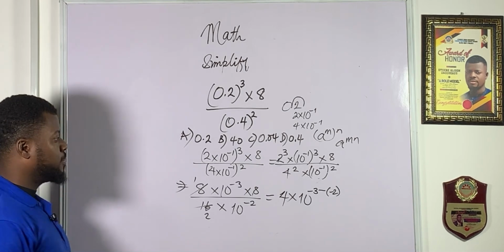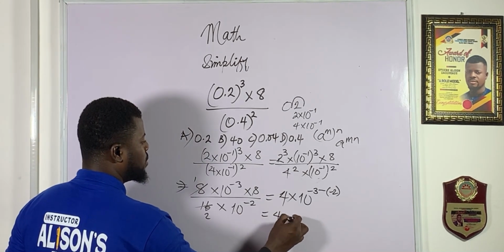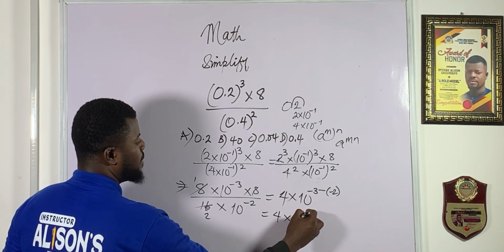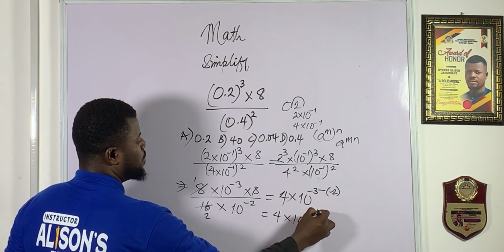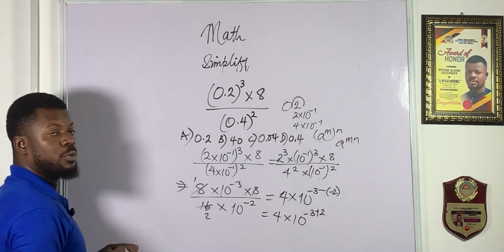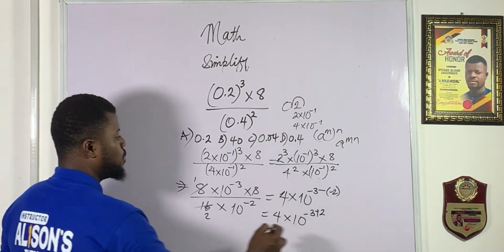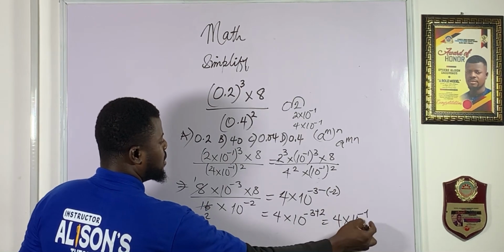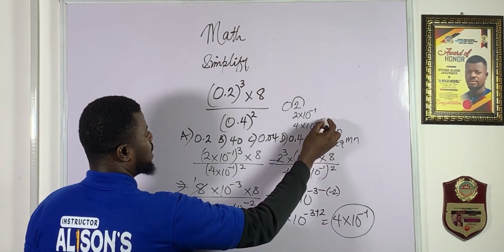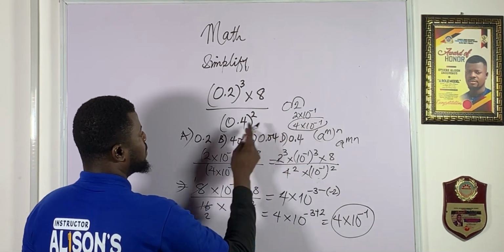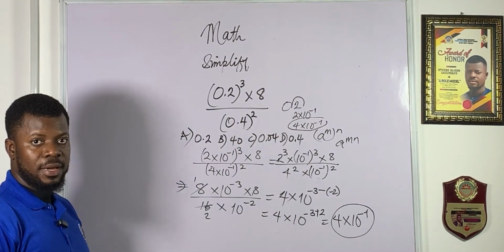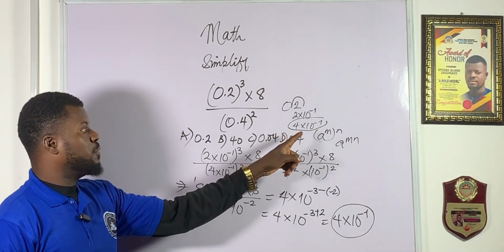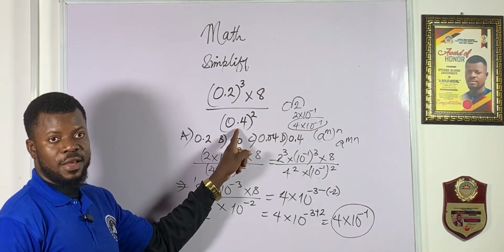Does that make sense? Okay, so we have this to be 4 multiplied by 10 to the power of negative, multiplied by negative will be positive. So we have negative 3 plus 2, and negative 3 plus 2 will give you negative 1. So you have this to be 4 multiplied by 10 to the power of negative 1. This result is the same thing as this, and you got this from this. Remember, when you converted this decimal to standard form, if you want to reverse going back, you're still going to have the same answer.